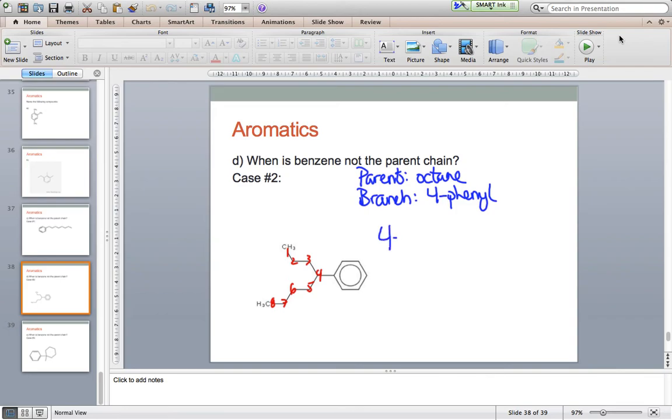And then putting the whole name together, 4 phenyl octane. When is benzene not the parent chain? Second scenario, when the branch, in quotation marks, looks branched. That means it's actually the parent chain itself. Okay?